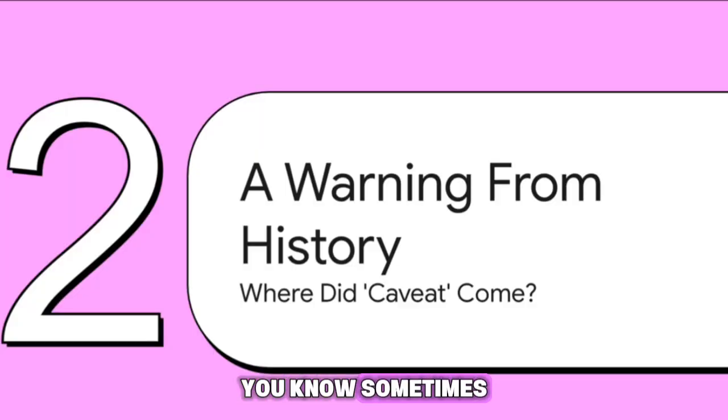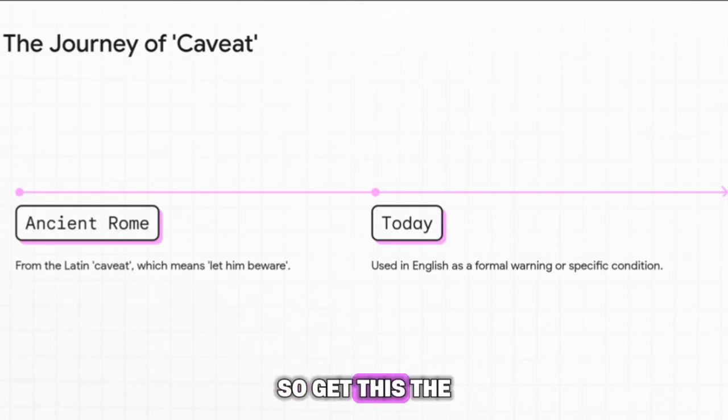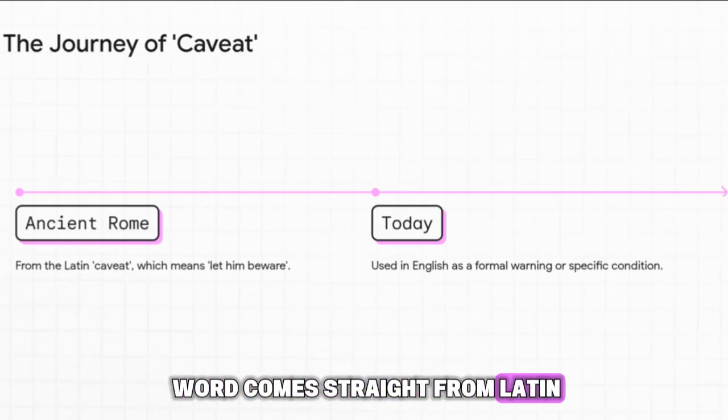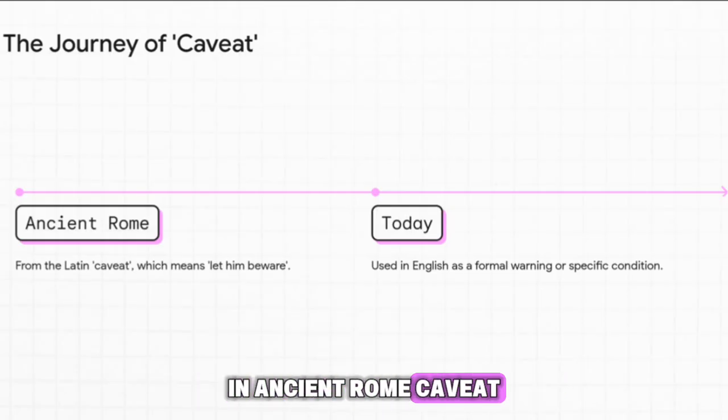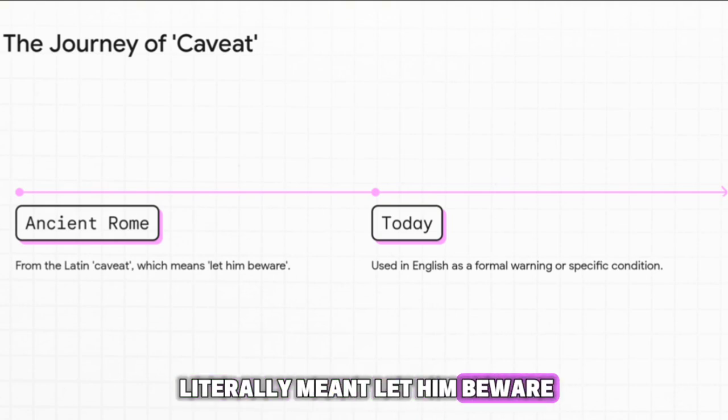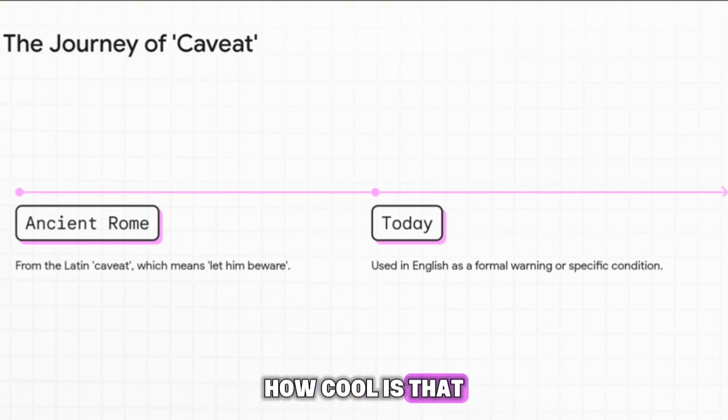You know, sometimes the best way to really lock a word into your memory is to find out its story. And the history of caveat is, well, it's basically a perfect clue to what it means. So get this, the word comes straight from Latin. In ancient Rome, caveat literally meant let him beware. How cool is that? And that original idea, that feeling of beware, is still packed right inside the word today. A caveat is basically telling you to beware of this one important detail.